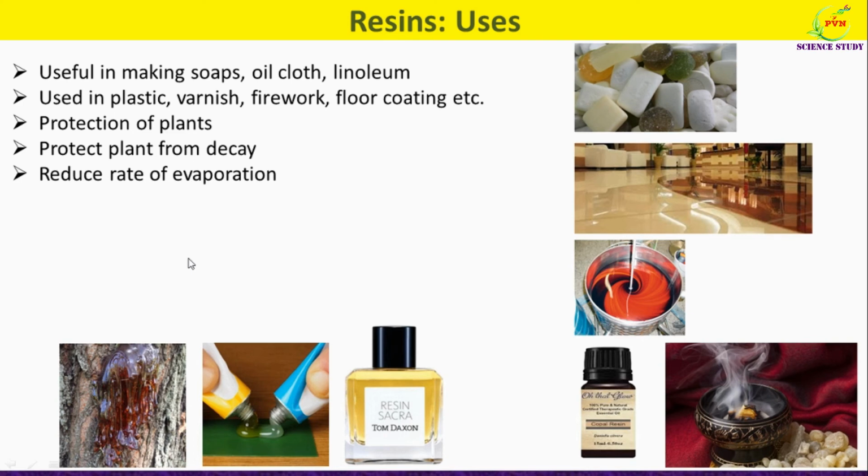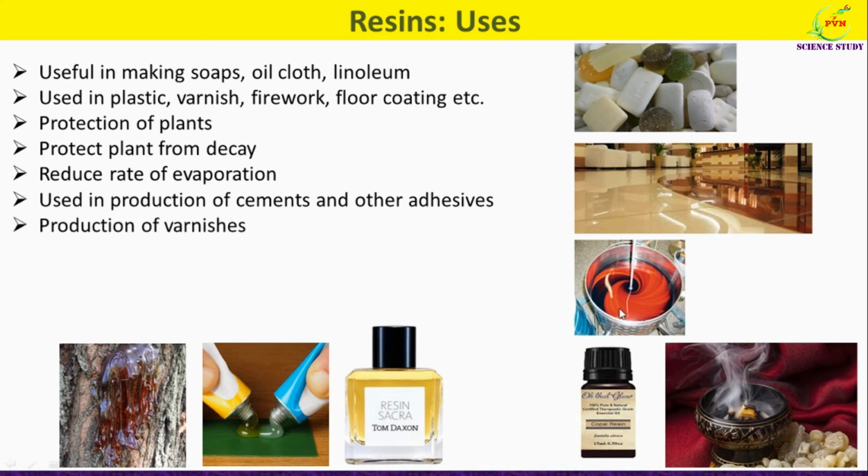Resins help to reduce the rate of evaporation in plants. Resins are also used in the production of cements and other adhesives, as you can see here. Hard transparent resins are also used in the production of varnishes and are mixed with the oils or solvents to impart a brilliant waterproof layer on the painted surface. Due to very pleasant odor, resins are also used in the perfume as well as the incense industry. So here you can see the perfume produced from the resin.